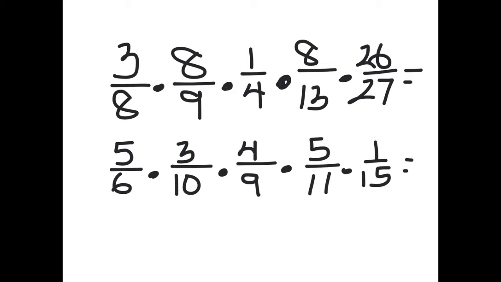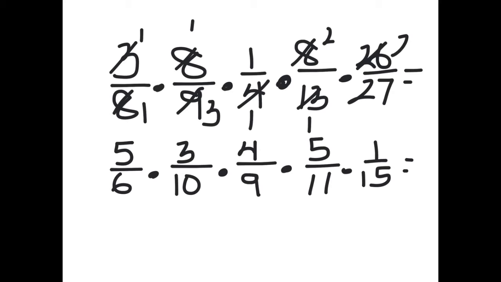What I'm going to do is look for numerators and denominators that I can cross cancel on. So for example, we know that 8 divided by 8 is 1. So I'm going to change both of these to 1. I look here and I see that 3 divided by 3 is 1 and 9 divided by 3 is 3. I see here that 4 divided by 4 is 1, 8 divided by 4 is 2. And I see here that 13 divided by 13 is 1 and 26 divided by 13 is 2.